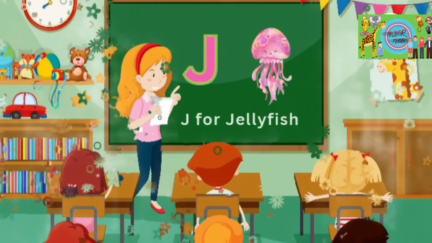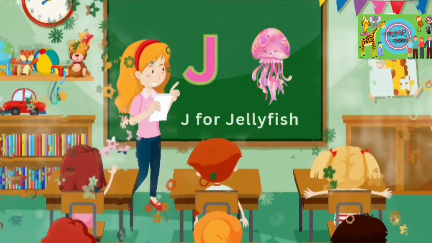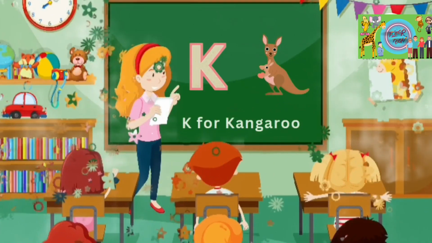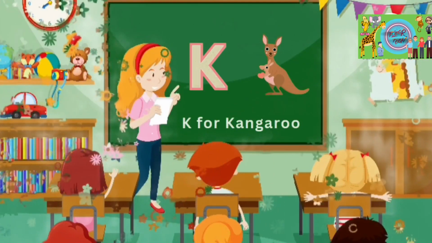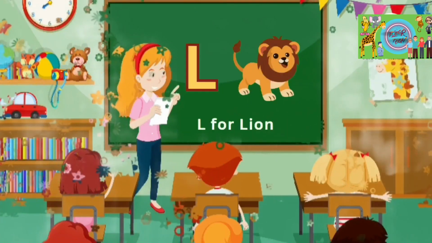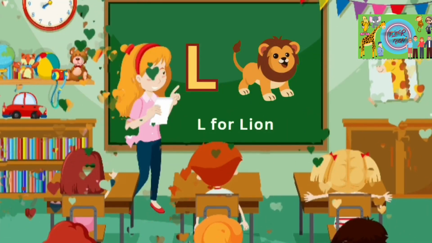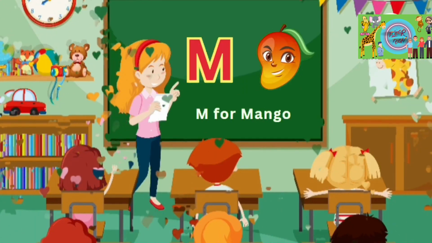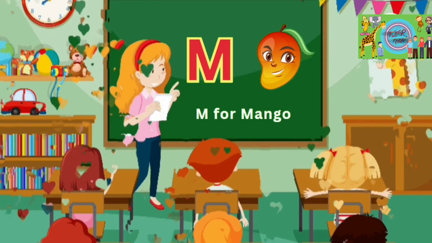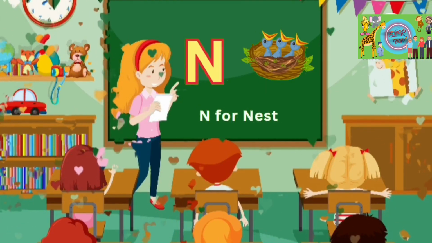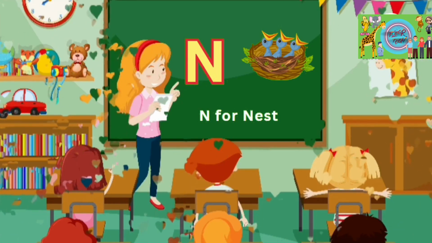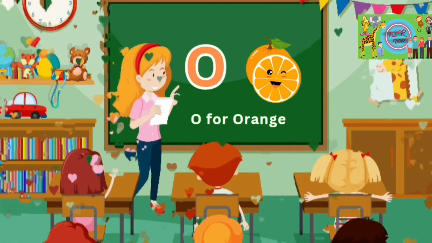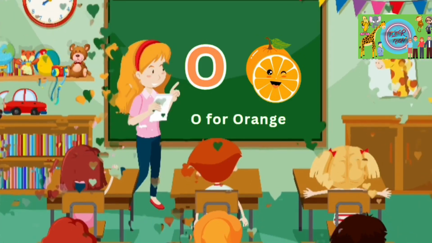J for jellyfish. K for kangaroo. L for lion. M for mango. N for net. O for orange.